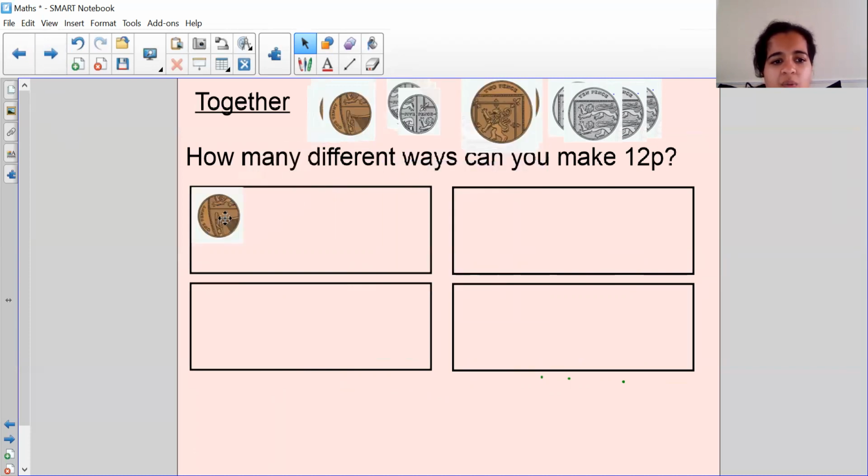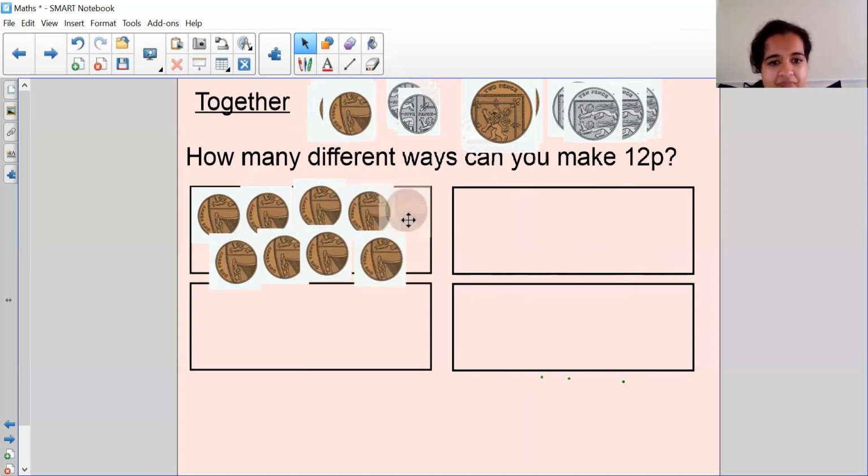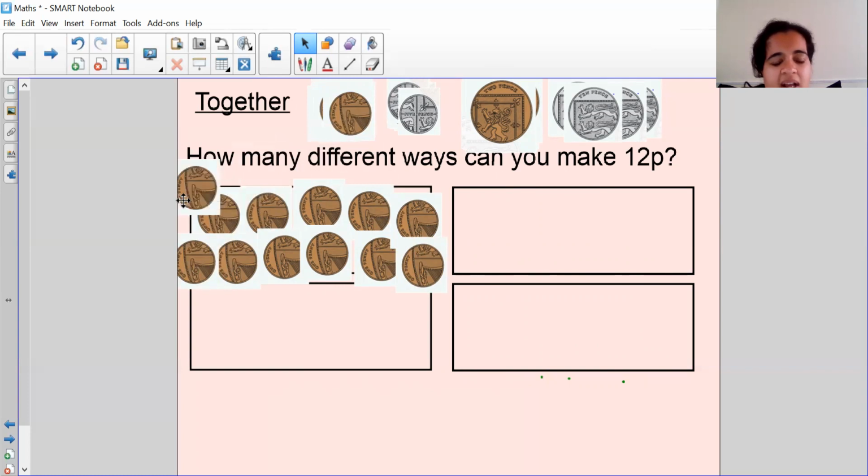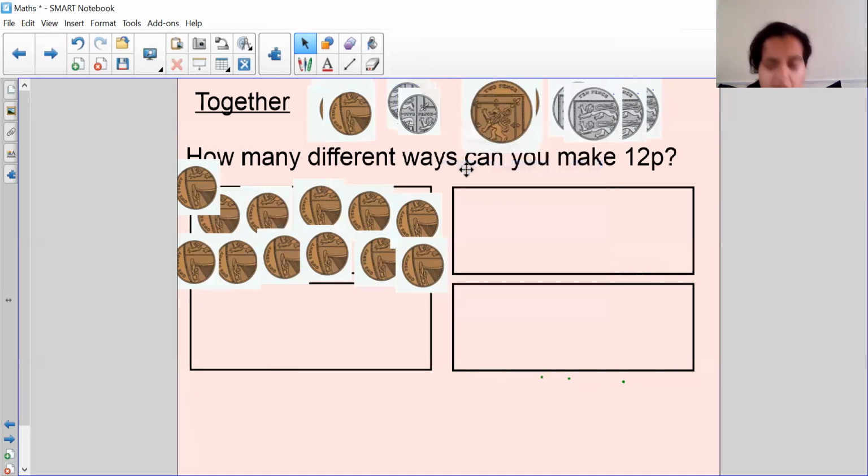So I could do 1, 2, 3, 4, 5, 6, 7, 8, 9, 10. I'm running out of space. 11, 12. So my 12 pennies make 12p. But that's a lot of coins. I don't want to be carrying around all those coins. So maybe I want to make my coins, I want to have less of them.